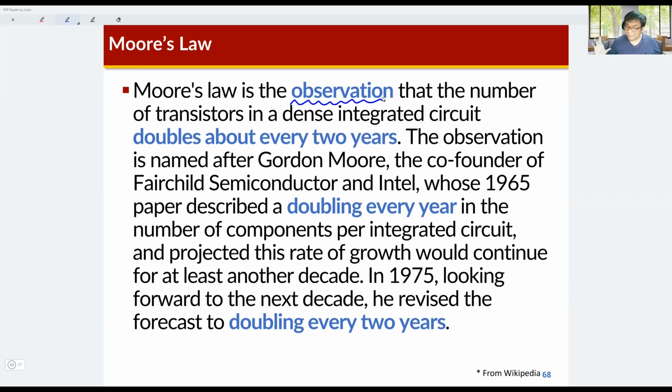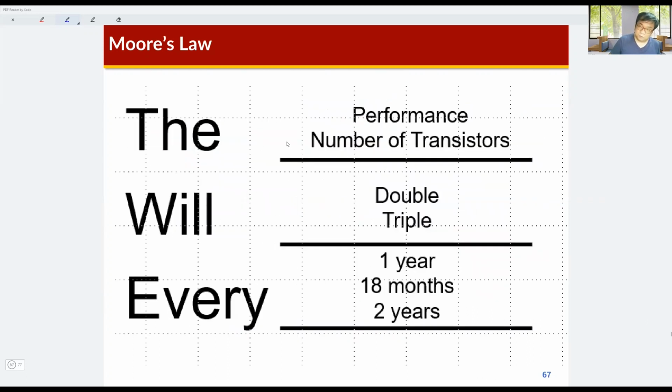So what? The number of transistors in a dense integrated circuit doubles about every 2 years. That is Moore's law. So the number of transistors doubles every 2 years. Why is it important?